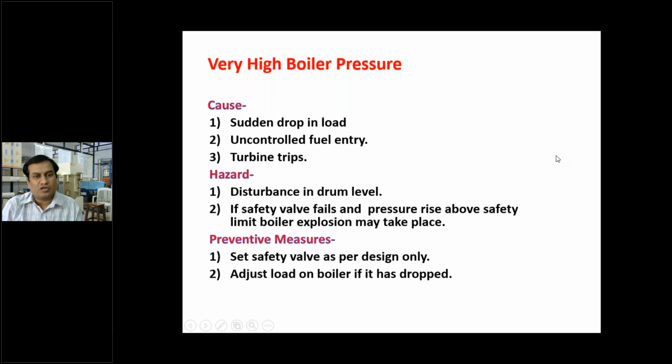Now the next problem is very high boiler pressure. Why or how can this very high boiler pressure be created? The causes may be a sudden drop in load, uncontrolled fuel entry, or turbine trips. So these are the three main causes where boiler pressure can increase. Now due to high boiler pressure, what are the hazards? There may be a disturbance in drum level, or if the safety valve fails and pressure rises above safety limits, boiler explosion may take place. So the main hazard is boiler explosion, and the other hazard is disturbance in the drum level.